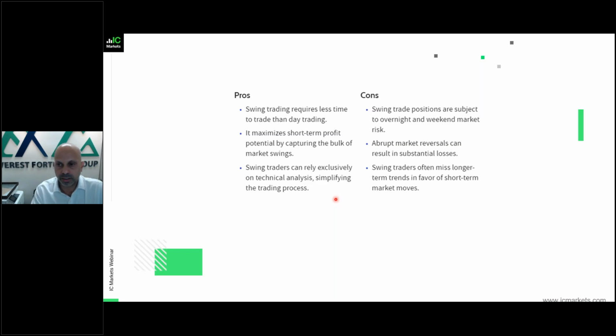Also, of course, abrupt market reversals can result in substantial losses. But this has to be mitigated by putting in your stop loss levels, because it's all about TA and risk management. If you are using TA to identify entry points and exit points, you should also be using it to identify your stop loss level and to have a robust risk management system in place.